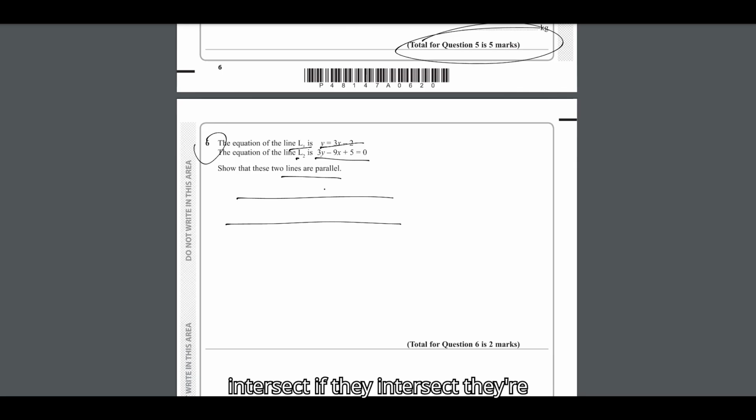Question 6 is that the equation of line L1 is y is equal to 3x minus 2, whilst L2 is equal to that. So we have to show that the lines are parallel. If two lines are parallel, this means that the gradient is the same. They don't intersect. If they intersect, they're perpendicular. So we're already given line L1 as it is solved for y. So now we have to solve line 2 for y.